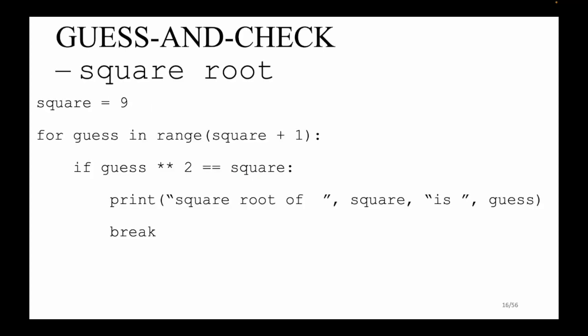Somebody confused? Okay, so let's get back to the square root example. For example, I give you the number 9, and you want to find the square root of 9. What is the square root of 9? 3. Yeah, that's it. So how can you find it using coding? The easiest one is using guess and check.